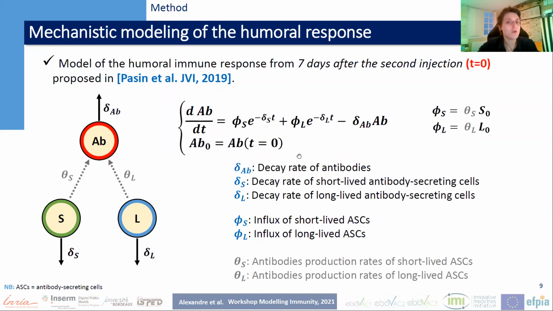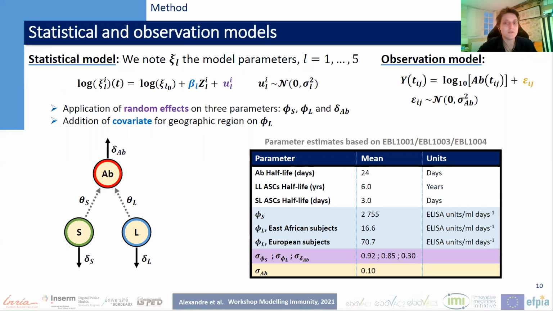In addition to this structural model, to account for inter-individual variability, a statistical model is considered, introducing a mixed effect model on each of the 5 parameters of the structural model with a fixed effect, which can potentially depend on covariates, and a random effect, which is assumed to be normally distributed. By fitting this model on phase 1 data, Pasin et al. identified a random effect on 3 parameters, Phi_L, Phi_S, and delta_Ab, as well as a covariate for the geographic region, Europe versus Africa, on the parameter Phi_L, the influx of long-lived antibody secreting cells, as we can see on this table gathering the parameter estimates obtained on the phase 1 data.